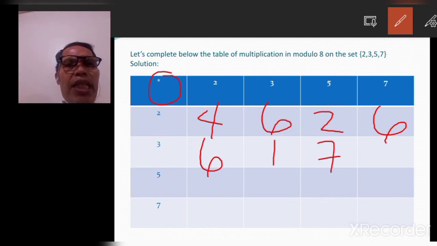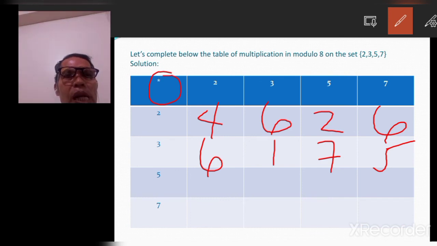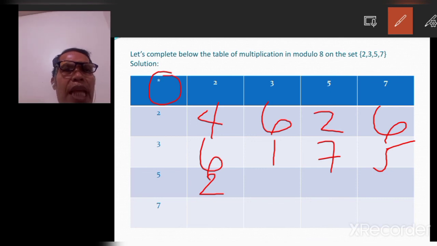Next, we have 3 blue times 7 white equals 21. 21 divided by 8 is 2. 2 times 8 is 16. 21 minus 16 is 5. Okay, next, 5 blue times 2 white is equal to 10. 10 divided by 8 is 1. 1 times 8 is 8. 10 minus 8 is 2. Next, 5 blue times 3 white is 15. 15 divided by 8 is 1. 1 times 8 is 8. 15 minus 8 is 7.